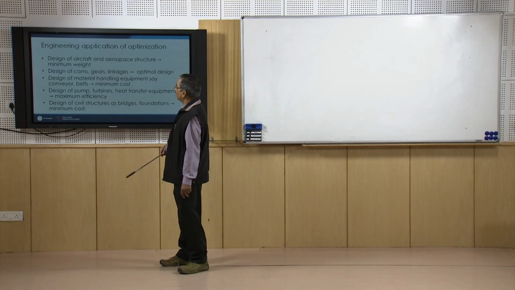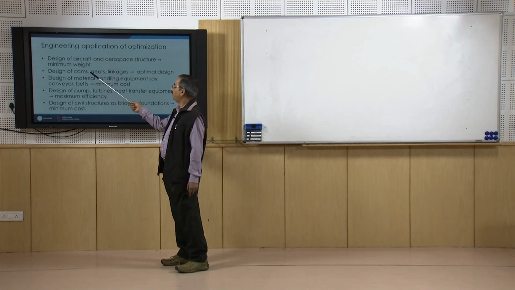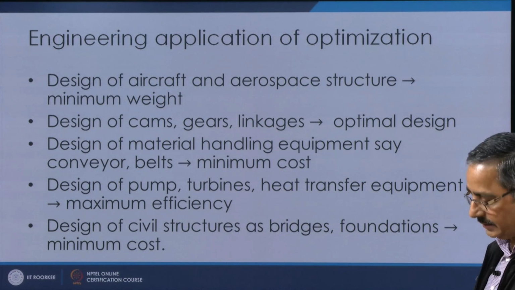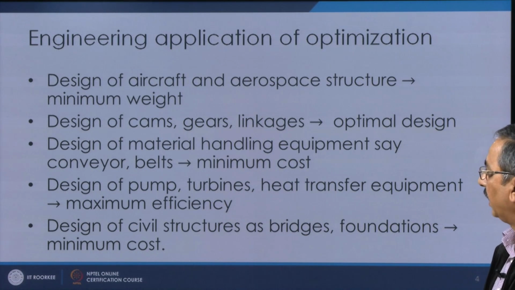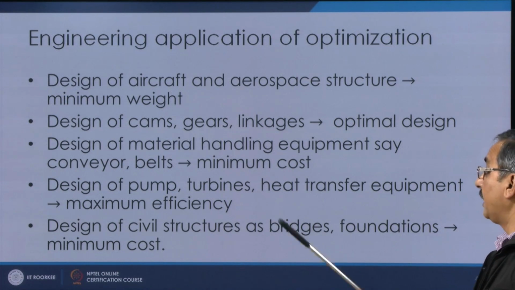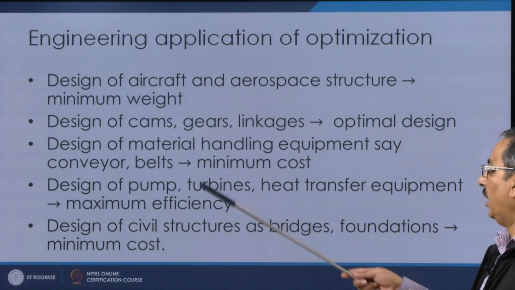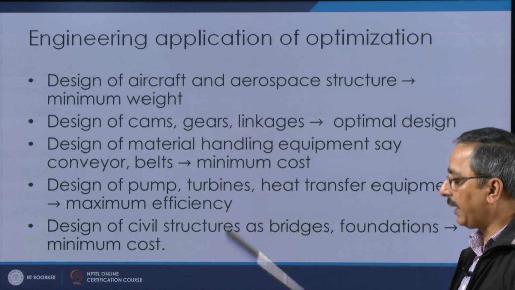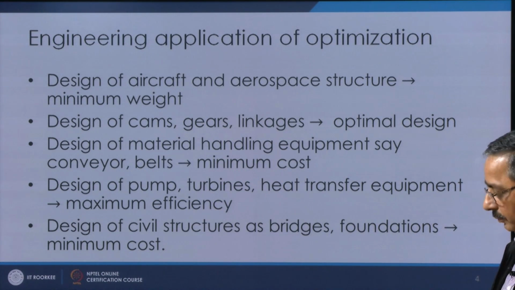Similarly, if I talk about other mechanical components, say a cam, gear or linkages, the optimization problem could be the optimal design of these mechanical components. Now, if I am talking about the design of material handling equipment in an industry, say conveyors or belts, then the aim could be the minimization of the cost.